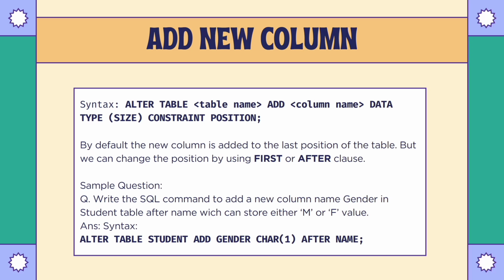So here is a simple question: write a SQL command to add a new column gender in the student table after name, which can store either M or F value. The answer you can write this way: alter table student add gender. As it is storing only one character, we will take the data type as char and size 1. As the position is mentioned here, we'll write after name. Now let's see how we can do it in MySQL.